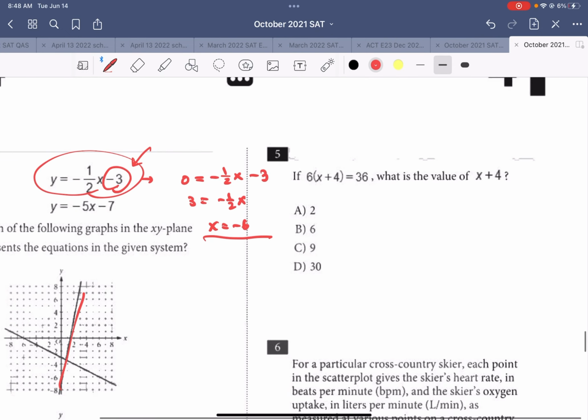Now this one, when you divide by 6, so x plus 4 is going to be equal to 36 divided by 6, which is 6. So answer B. Okay.